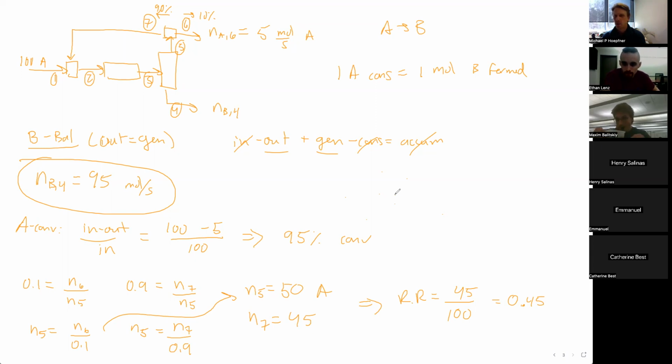Okay, how does everyone feel about reacting balances, extent of reaction, combustion? We've covered two reactor separator examples. What else can I help with? Was everyone good on the practice exam?